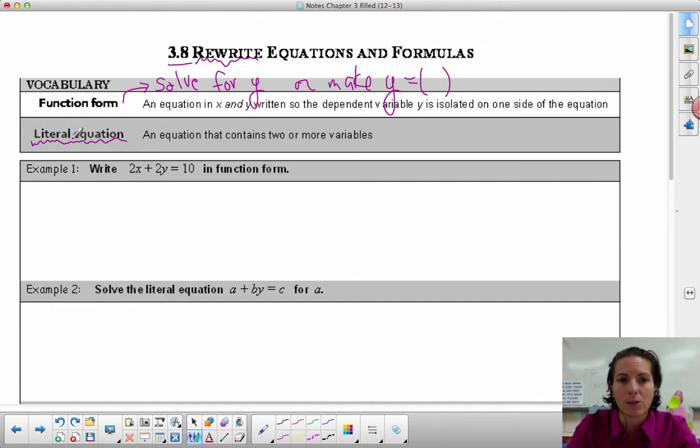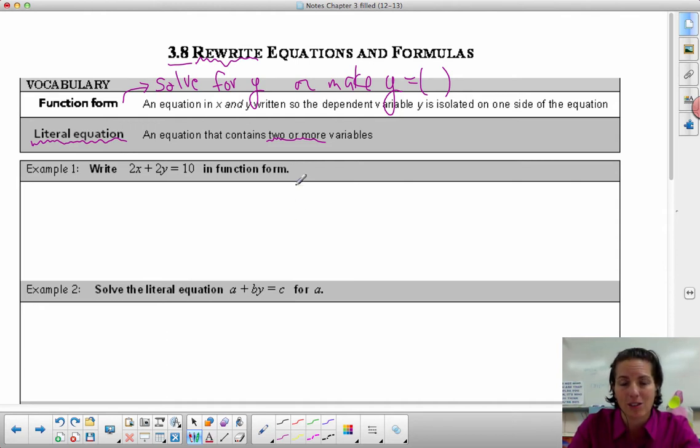When we see the phrase literal equation, that's really telling us that we're going to have a whole lot of variables, two or more variables. That's the big piece with a literal equation. We're going to do function form more often than not, but you are going to see literal equations.